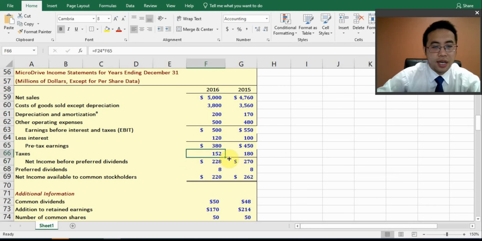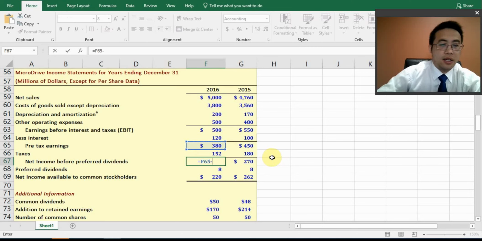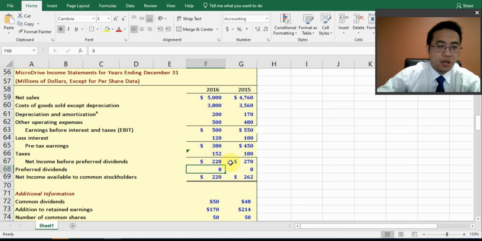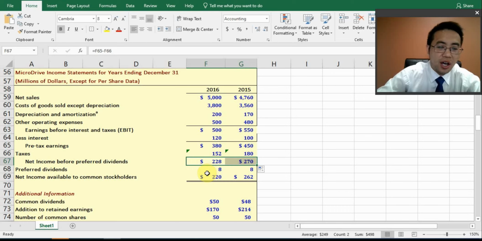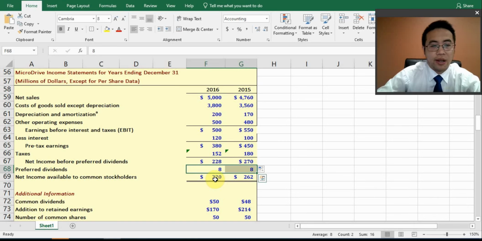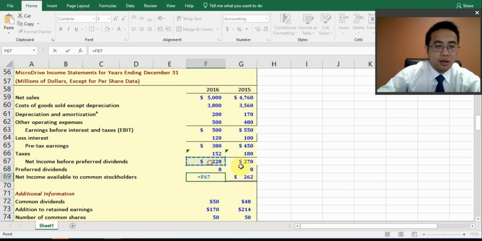All right, so this is the tax I pay. So basically, that's 40% of the pre-tax earnings. And then I have the net income before preferred dividends. So it is pre-tax earnings minus the taxes, and then drag it to the right. And the preferred dividends are paid to the preferred equity holders. It's given information. I cannot calculate it, so just don't put a formula there. But for net income available to common stockholders, that is the previous net income minus the preferred dividends.